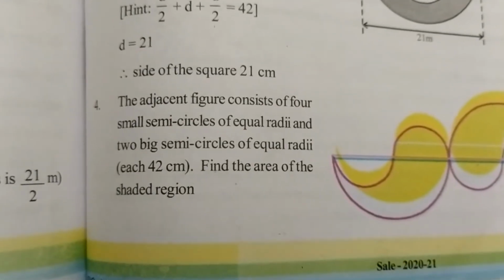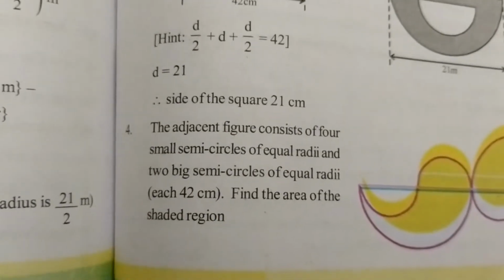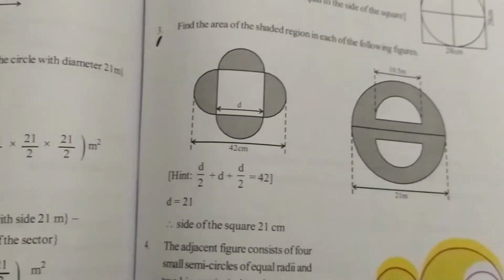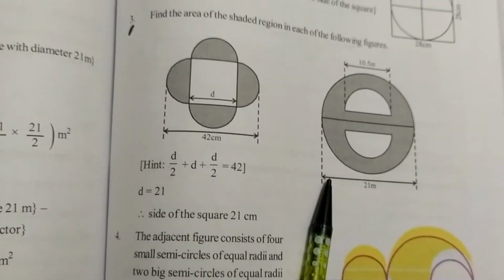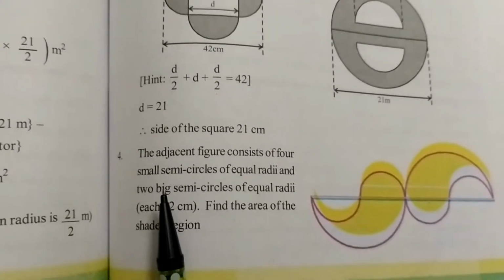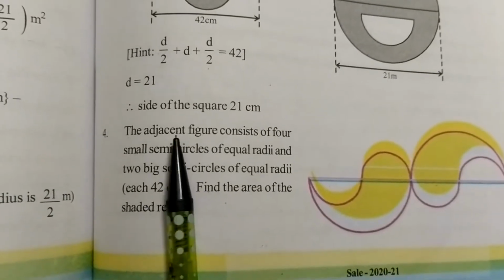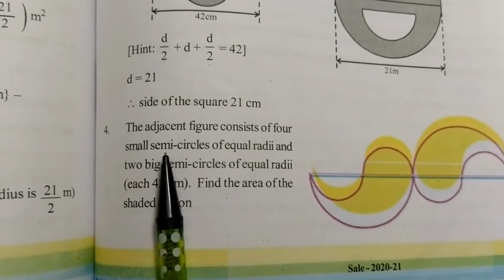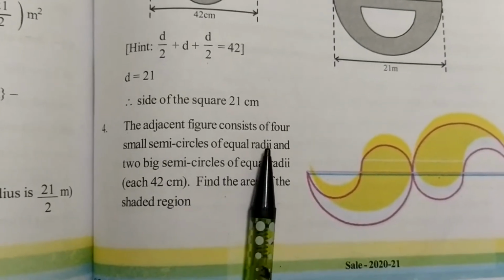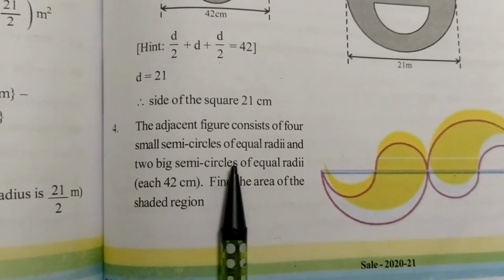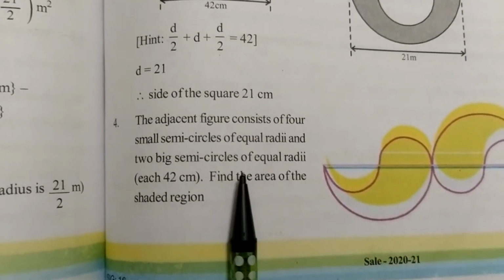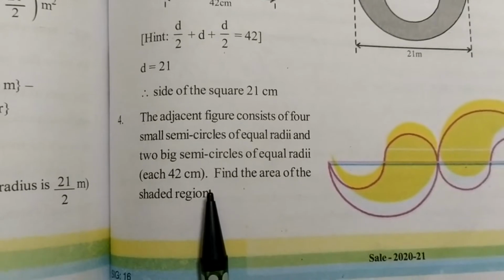See in your textbook, students, on page number 231. Question number 4. In the previous video we have finished question number 3. Now we are going to start question number 4. The adjacent figure consists of 4 small semicircles of equal radii and 2 big semicircles of equal radii, each 42 centimeter. Find the area of the shaded region.